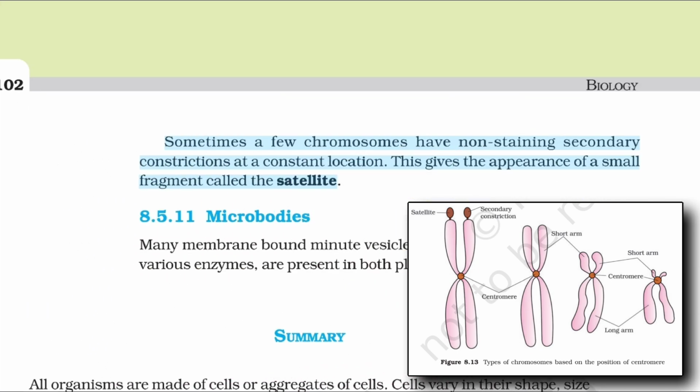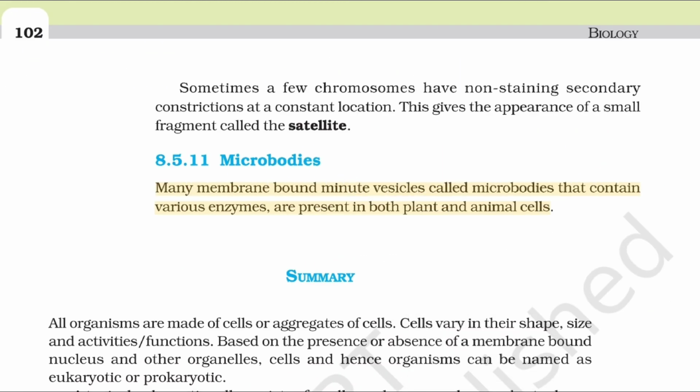Sometimes a few chromosomes have non-staining secondary constrictions at a constant location. This gives the appearance of a small fragment called the satellite. 8.5.11. Microbodies. Many membrane-bound minute vesicles called microbodies that contain various enzymes are present in both plant and animal cells.